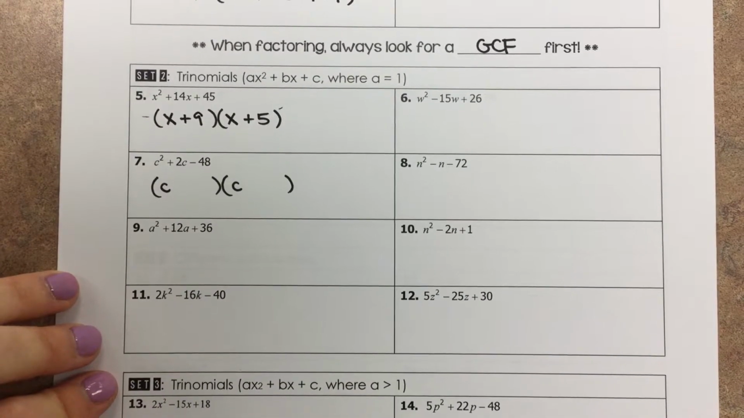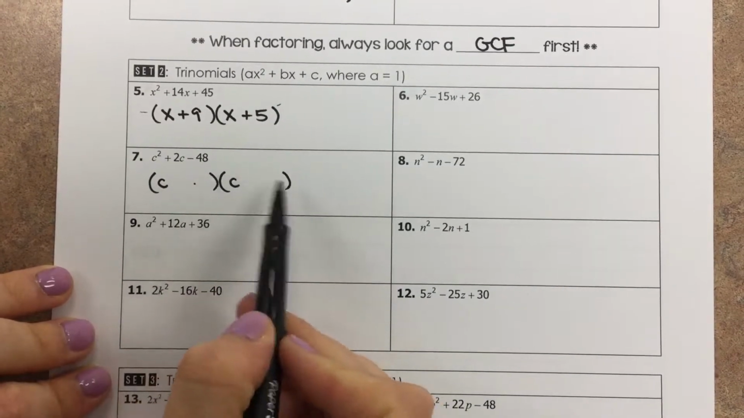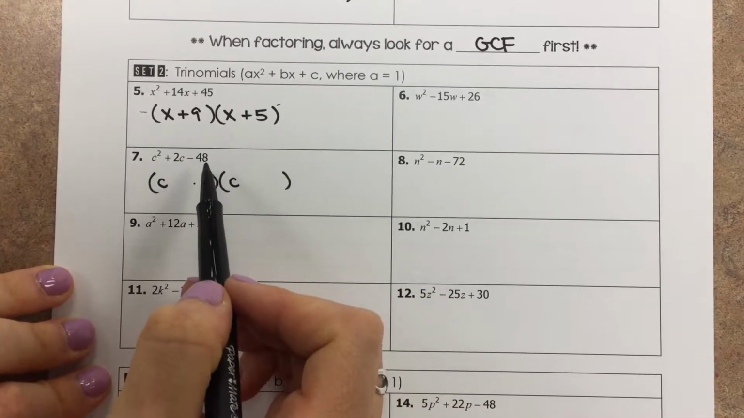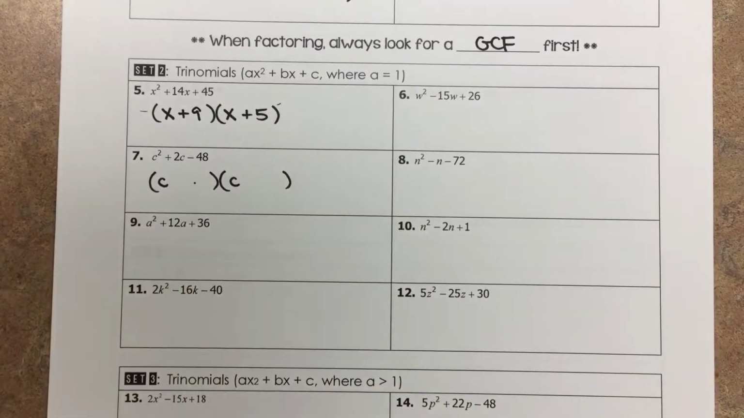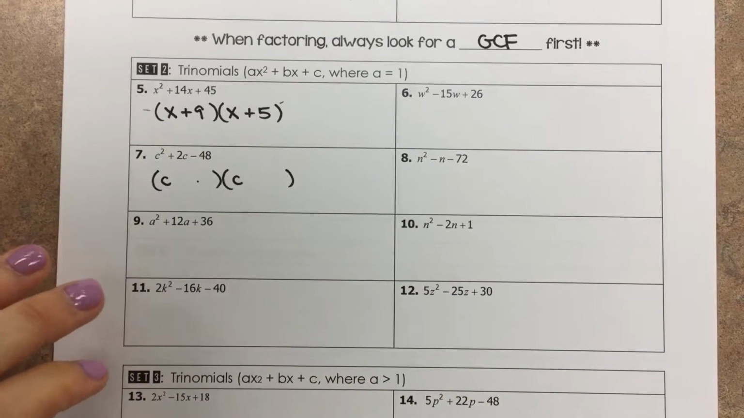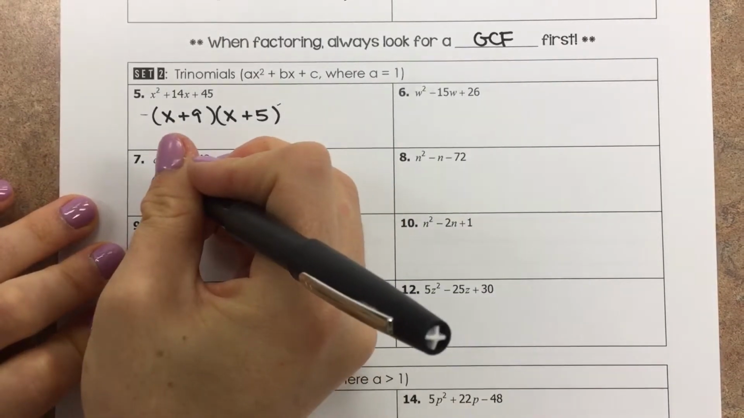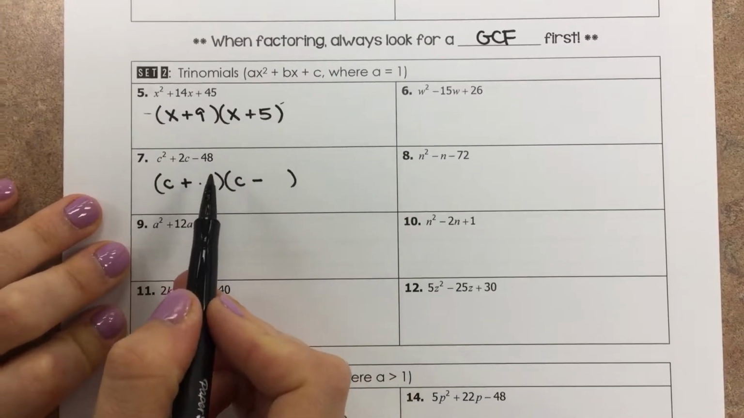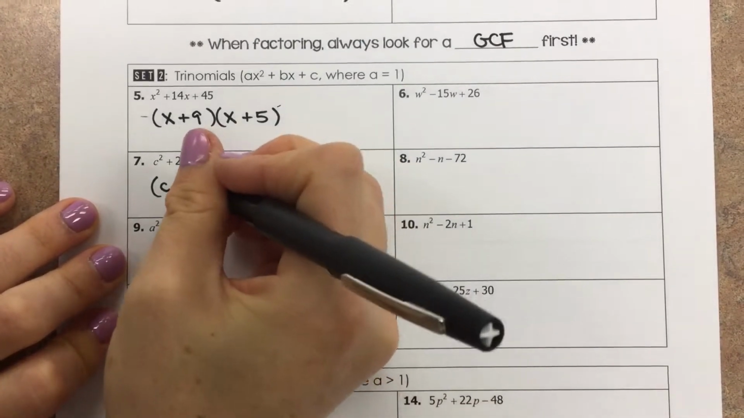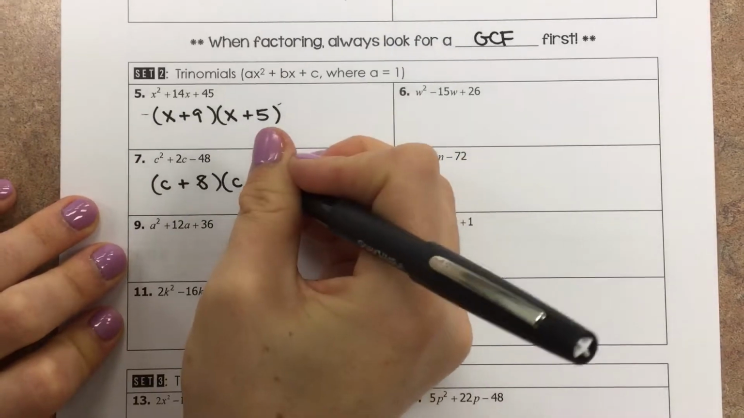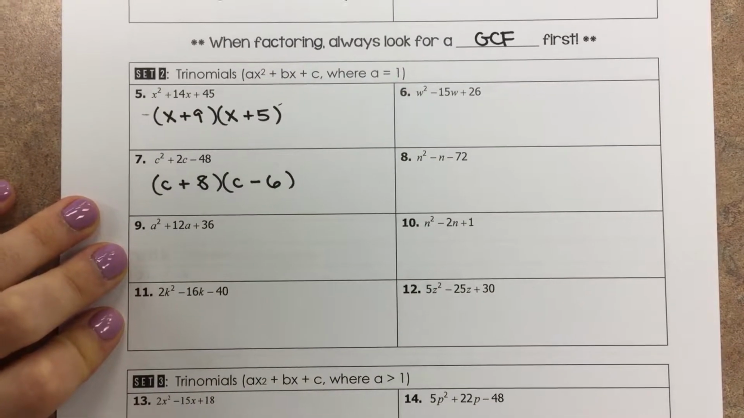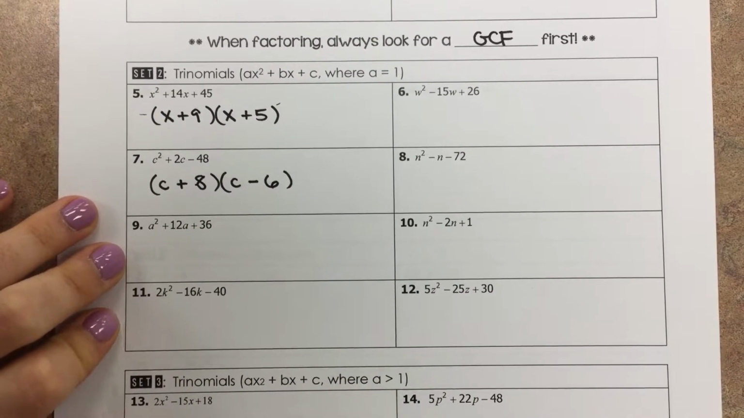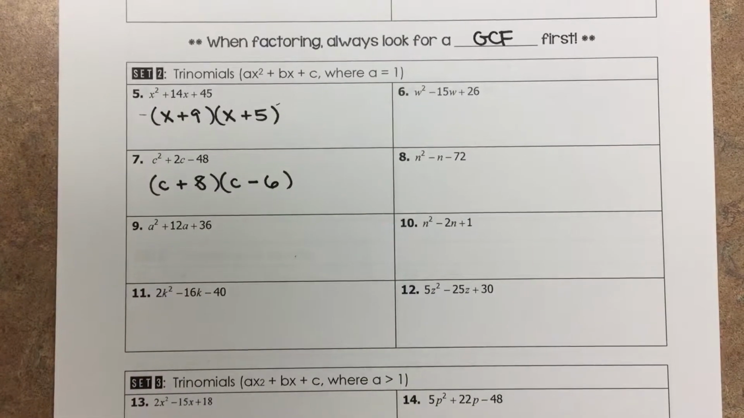And then I'm looking for the same pattern I just did with number 5. These 2 numbers right here, they're supposed to multiply to a negative 48, but then when I combine them, I'm supposed to get positive 2. So negative 48 means one of these is positive, one of these is negative. And to multiply to 48 and add to 2, it would be a positive 8 and a negative 6. And again, FOIL that back out, prove to yourself that you do get right back here.